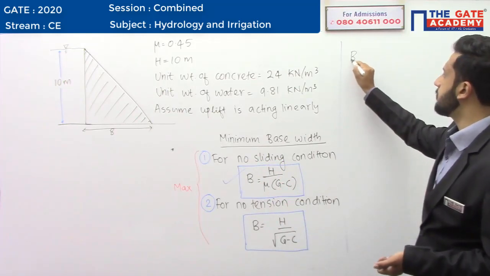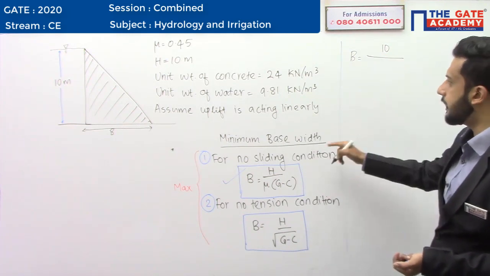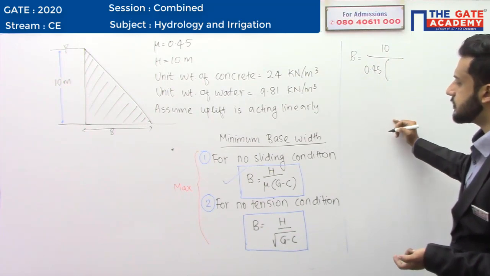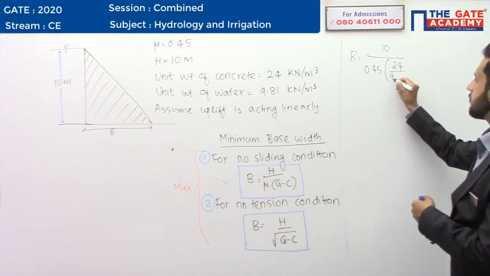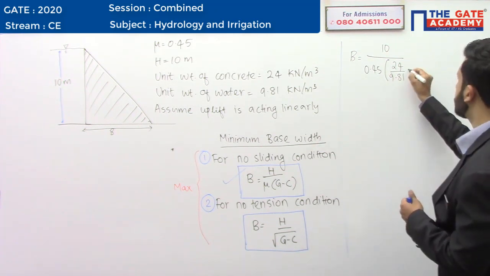So the minimum base width is nothing but directly we are substituting 10 meter divided by mu value, which is given as 0.45. Then what is your G value? I am just writing the steps also here: 24 divided by 9.82. I am not calculating separately and substituting minus.